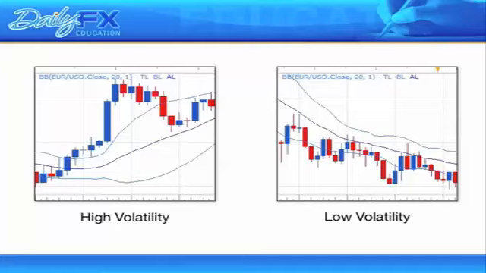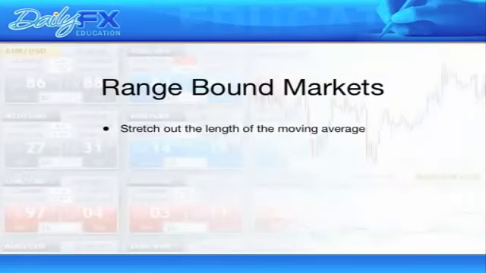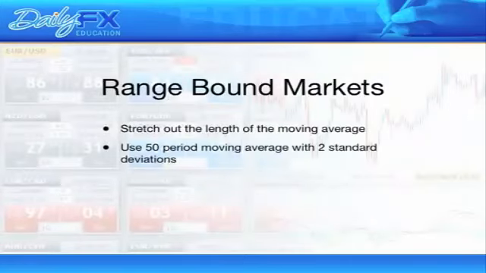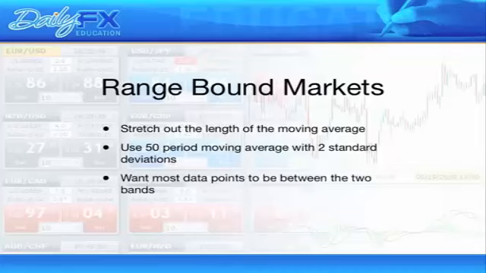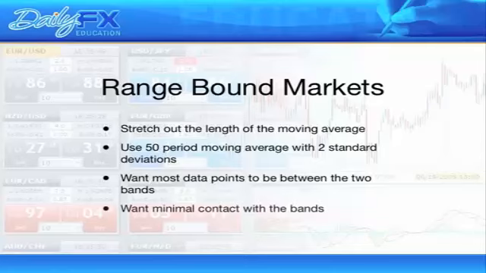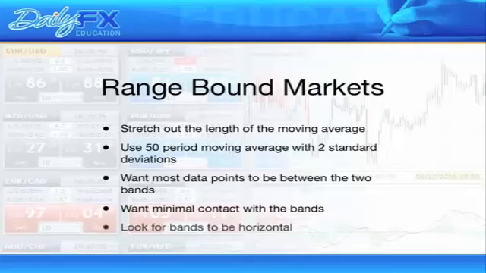the lower band. In this strategy, we'll stretch out the length of the moving average used to encapsulate more price bars and data. We'll use a 50-period moving average with 2 standard deviations. Since we're looking for a ranging market, we want most of the data points to be between these 2 bands. We want to see minimal contact with the bands. One way to accomplish this is to look for the bands to be horizontal and parallel to each other.